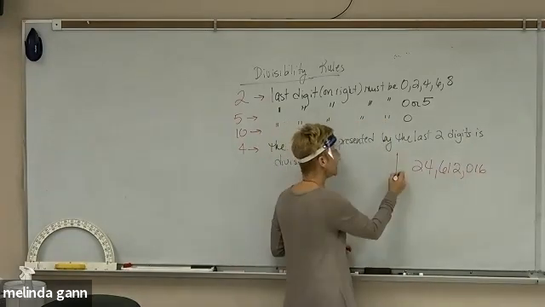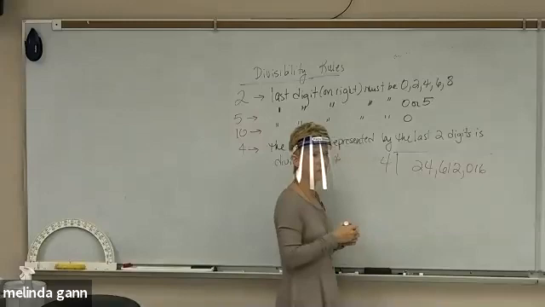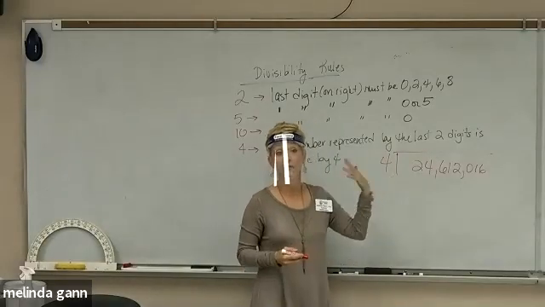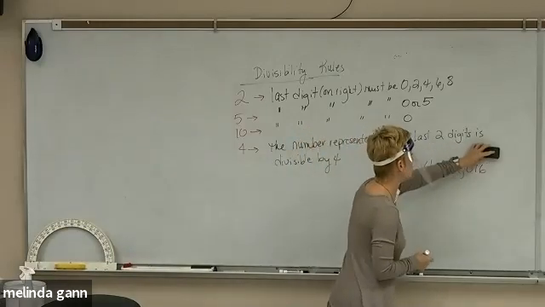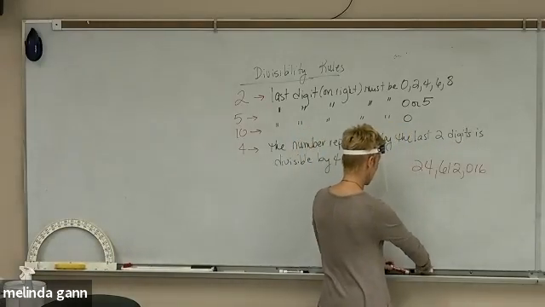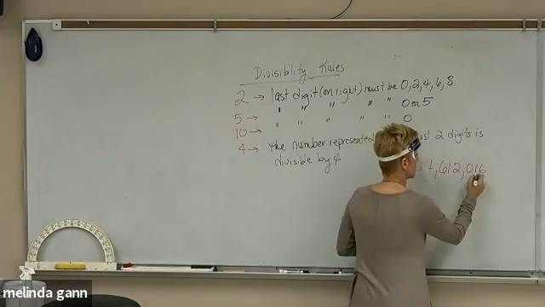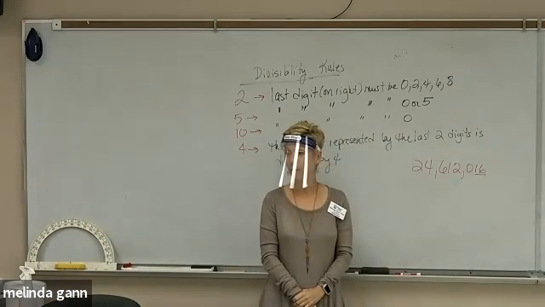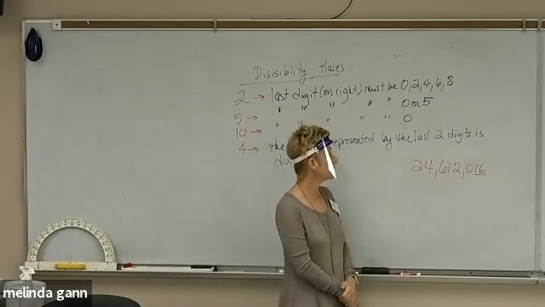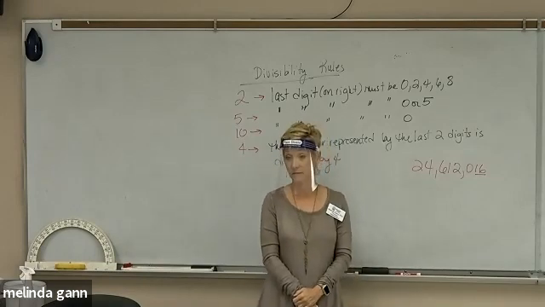now you could divide by 4. Is everybody with me? And do long division, but that's a lot of work. So instead, my shortcut is I just look at the last 2 digits. What number is that? Is 16 divisible by 4? Then so is 24,612,016.